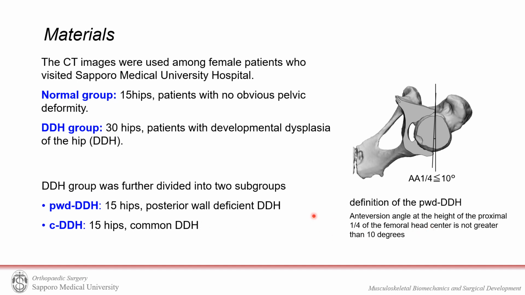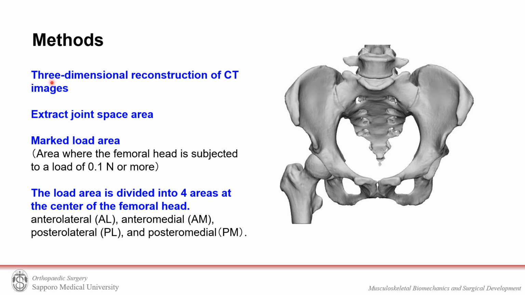The definition of the PWD DDH was an anteversion angle at the height of the proximal 1/4 of the femoral head center that is not greater than 10 degrees. The CT images were three-dimensionally reconstructed, and the joint space area was extracted.